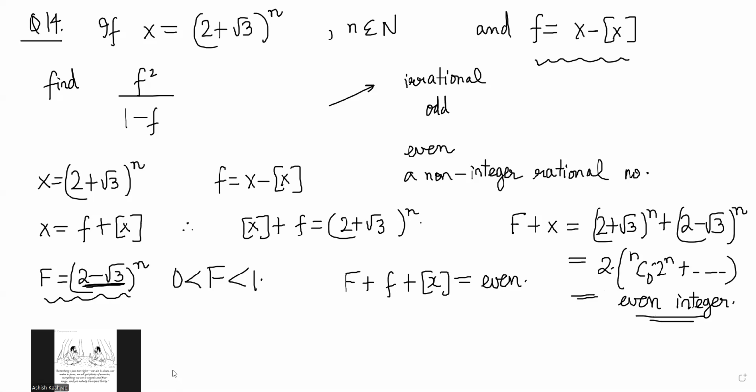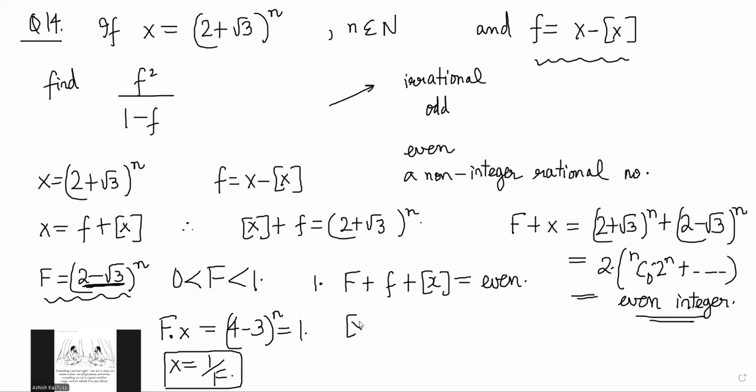So that means we can also figure out, this is one condition. We can also do capital F times x. That becomes basically 4 minus 3 to the power n, so that is 1. So we know that x is equal to 1 by F, right? From there we can say that gif of x plus f times 1 by F is equal to 1, right?